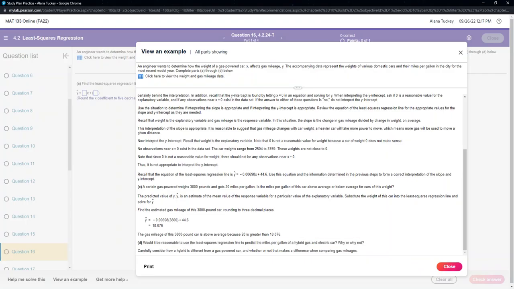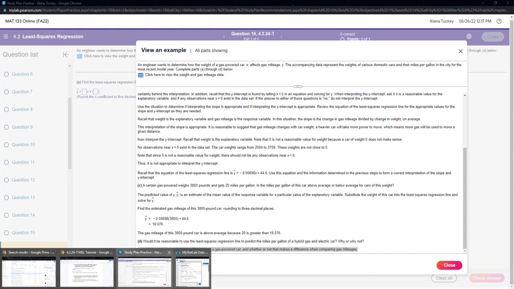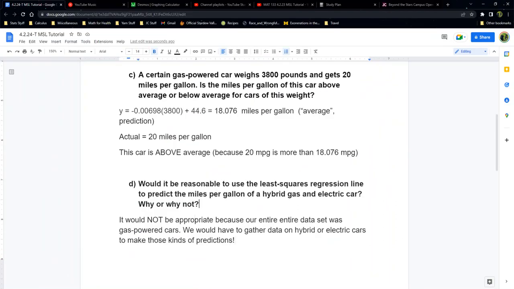I don't know how they're going to write it for the particular problem you're looking at, but it should be something like that. And down here in the example, they're saying to carefully consider that your data set didn't have any hybrid cars. If you want to do hybrid cars, that's one thing. If you want to do electric cars, that's another thing. You can't compare apples to oranges.